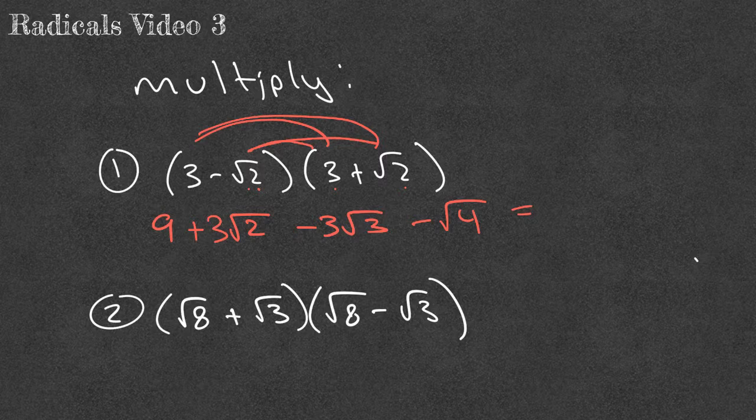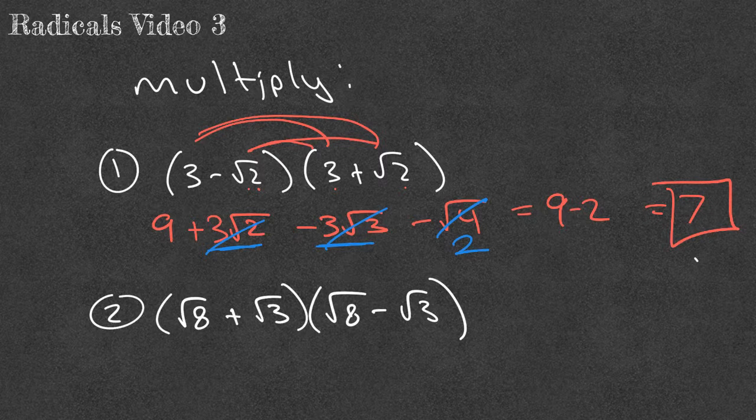I can simplify some things here. First off, you might notice that I have 3 root 2 minus 3 root 2. Those are going to cancel. I also have root 4, which is just 2. So this problem turns into 9 minus 2, which is 7. Look at that. It just is 7, which is kind of nice. Let's see what happens in number 2.